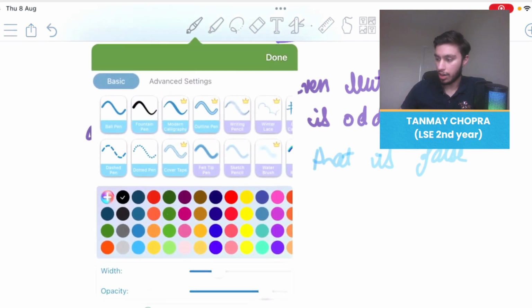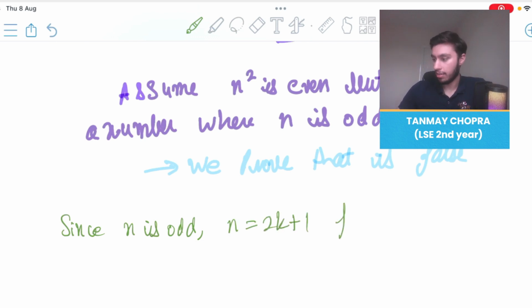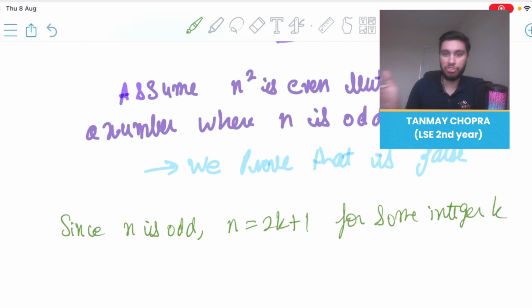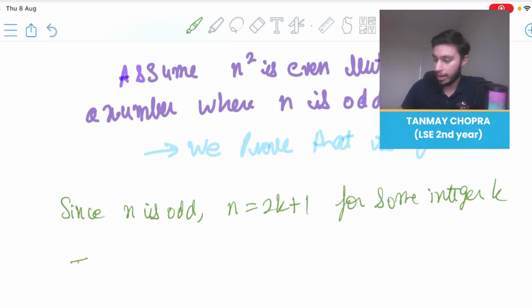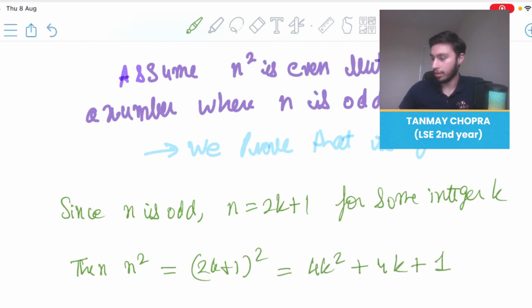Now that we know n is odd, since n is odd, n equals 2k plus 1 for some integer k, right? Because by definition of an odd number, we can write it in this form. Okay, then n squared equals 2k plus 1 whole squared, right? And if I expand this, I get 4k squared plus 4k plus 1.